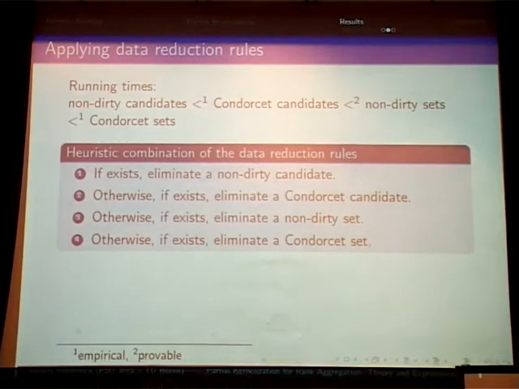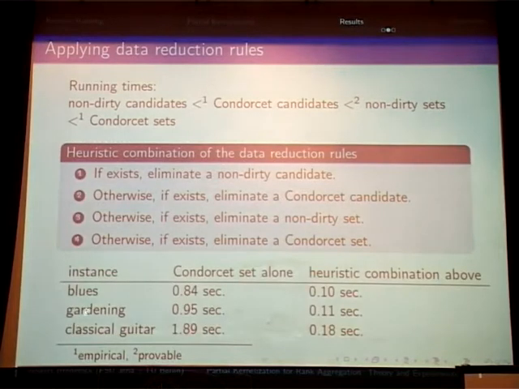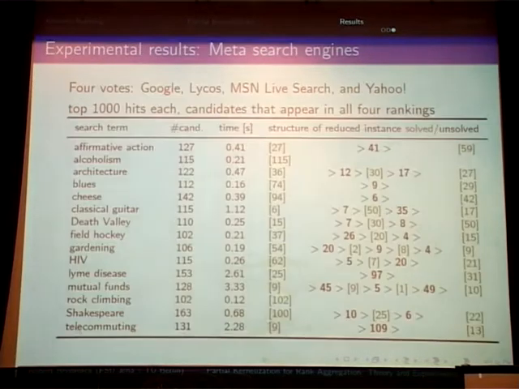And what we can see in practice is, here we have three example instances, and if we only use the Condorcet set rule alone, we need these running times, and if we use this heuristic combination, then the running times go down. And this was always the case for every instance we tried. And now maybe someone here wondered what these funny names are, and that you can see on the next slide.